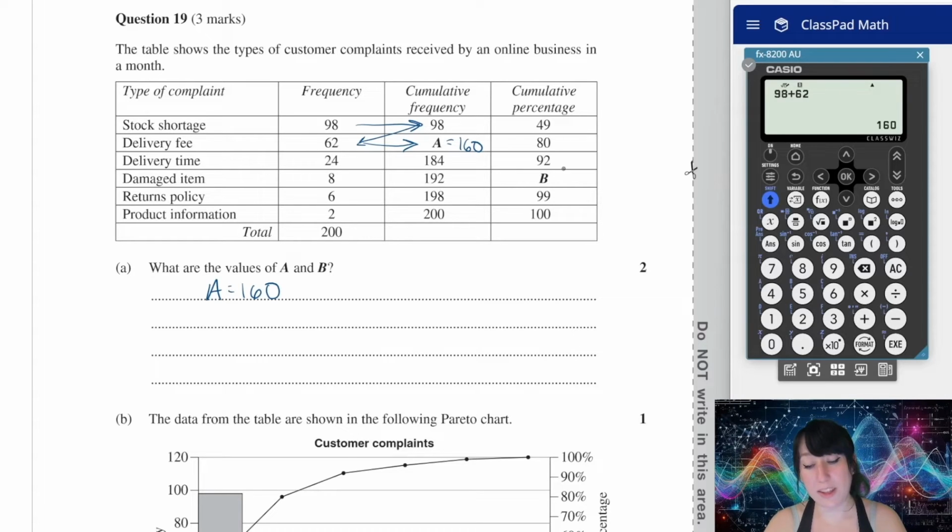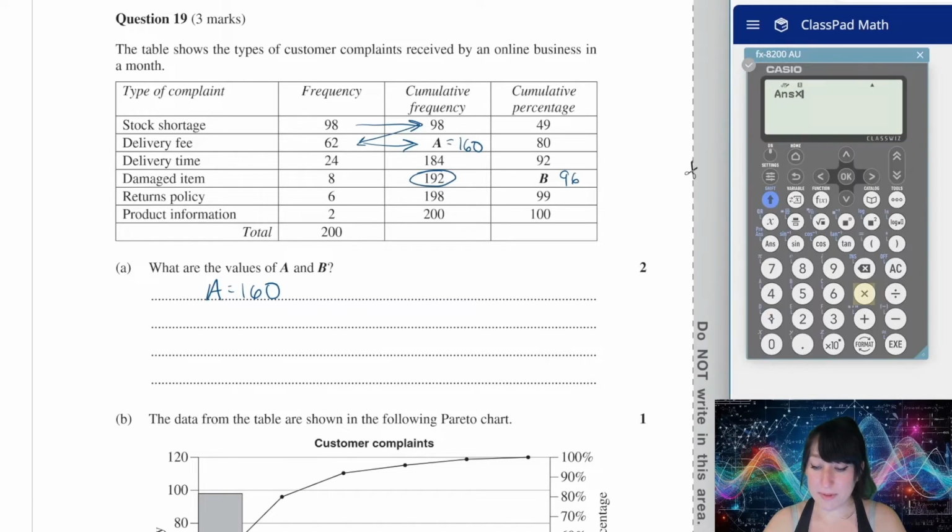Now, B is the cumulative percentage for damaged item. We just need to take our cumulative frequency as a percentage of the total, which we can see is 200. So to find that, we'll do 192 divided by 200, and we'll get 0.96, which is 96%. Remember to convert decimal to percentage if you need to. You can times by 100.